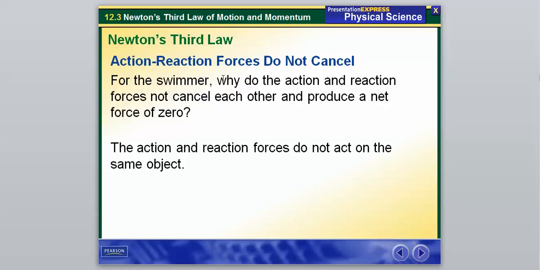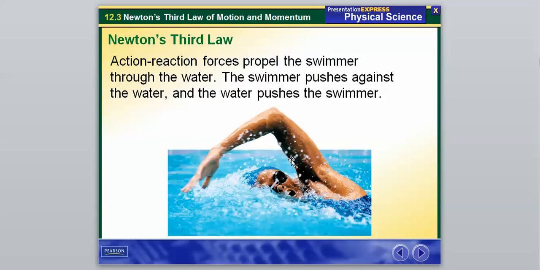So it says, for the swimmer, why do the action and reaction forces not cancel each other out and produce a net force of 0? And that's because the action and reaction forces do not act on the same object. So when we go back to the swimmer, the action force is acting on the water. So if you're the swimmer, you're pushing against the water. And so then the reaction force is pushing against you.